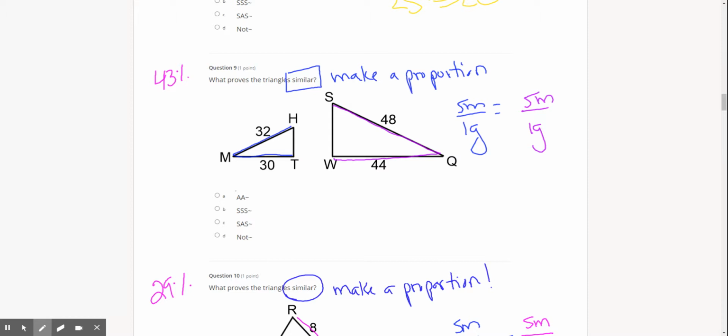So how do I set that up? What number should I start with? 48, 44, 32, or 30? 30. I like 30. So let me make sure my color coding is good. What do I put under the 30? 32. And then what about my purple fraction? What should go over there? 44. Why should 44 be on the top?